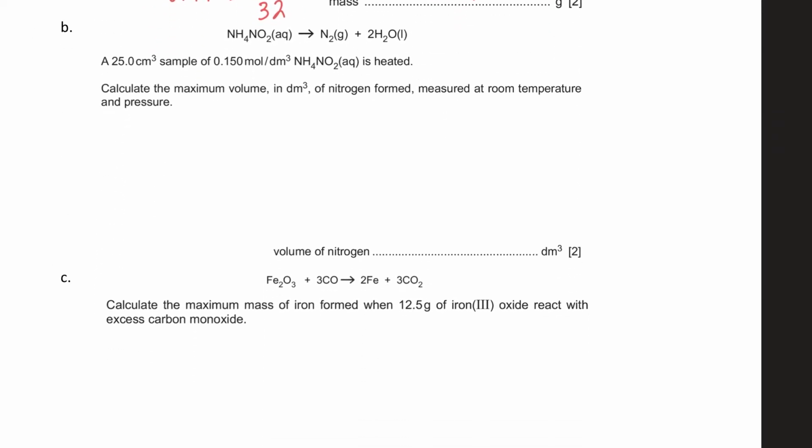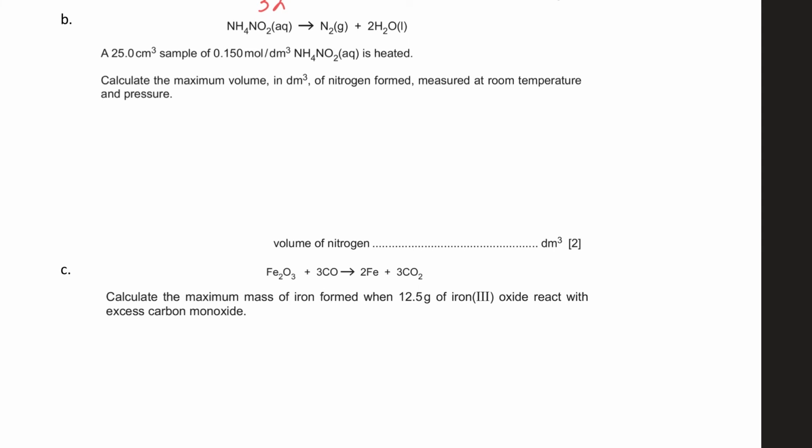Moving on, this compound breaks down to produce nitrogen and water, and we have 25 cm cube sample of, so that's the volume of 0.15 mole per dm cube, that's the concentration. Notice that this is a solution of this thing that is heated. Calculate the maximum volume of nitrogen formed. So basically we want to figure out the number of moles of nitrogen formed, and turns out the mole ratio is 1 to 1. So we just need to know moles of this compound, so that is n equals CV.